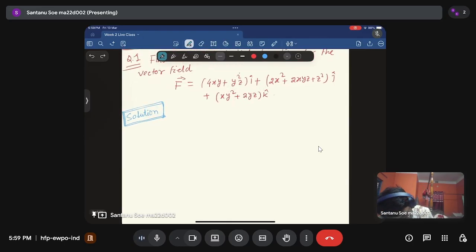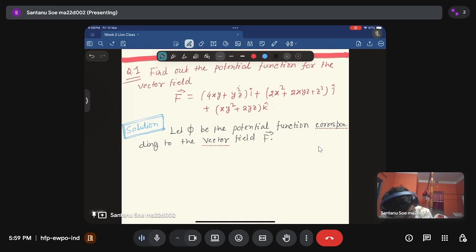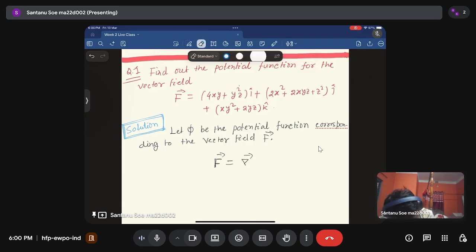Okay. So let phi be the potential function corresponding to the vector field F. Okay, and then F cap equals to gradient of phi. So this will be phi.